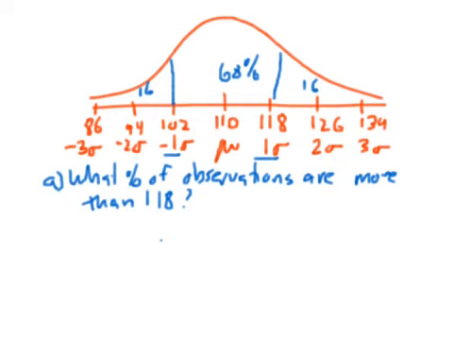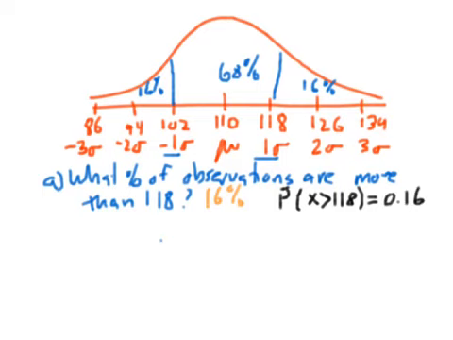So the answer to this question, what percent is more than 118? Well, look, the area under the density curve tells us the proportion, so the answer here is 16%. In terms of notation, you could write the same problem as the probability, or the percentage, that x is greater than 118 is 0.16. That notation means the same thing. You'll see that notation over and over again. In fact, I'll use it in this next example.